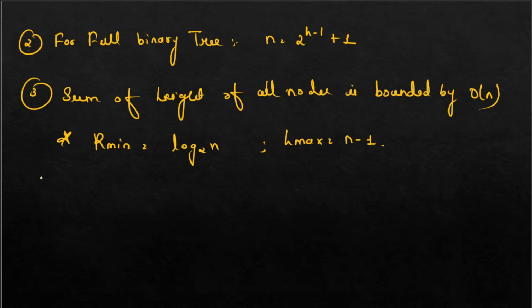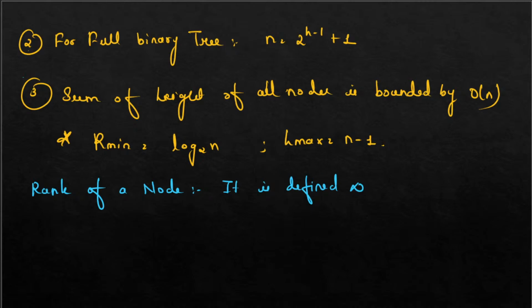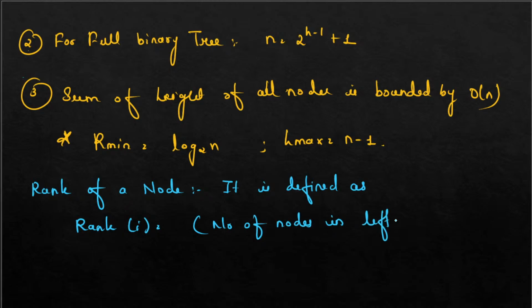Now let's see rank of node. Okay. Rank of node. So it is defined as: rank of I equals to number of nodes in left subtree plus 1. Okay, so this is the simple concept.